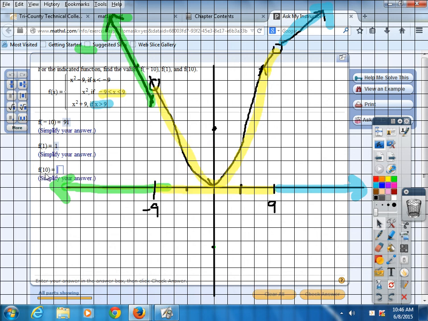Alright, now 10. Last one. Here it is, blue. So it's up here on the blue one, so that means 10 squared. 100. Is that plus 9? Mm-hmm. 109.